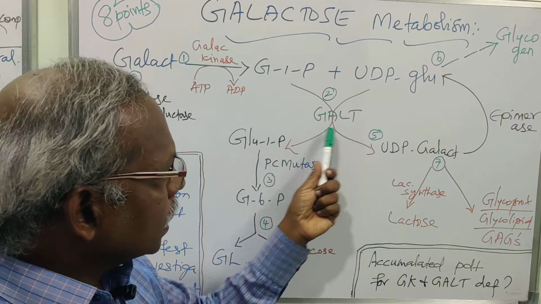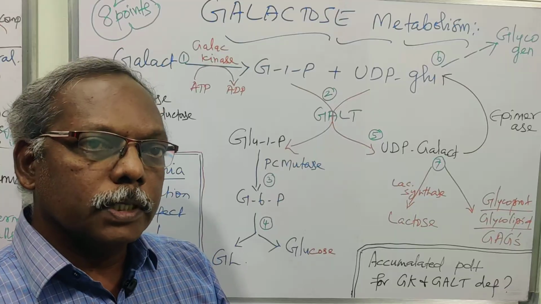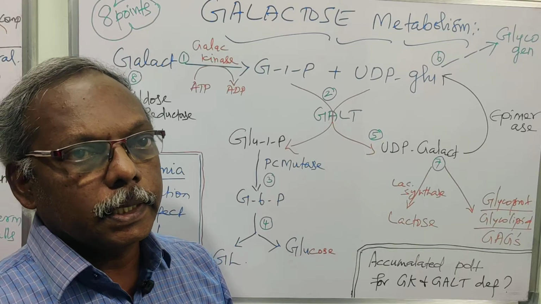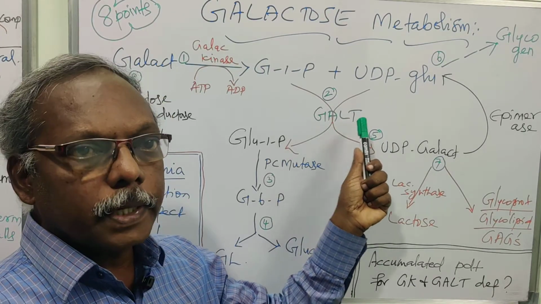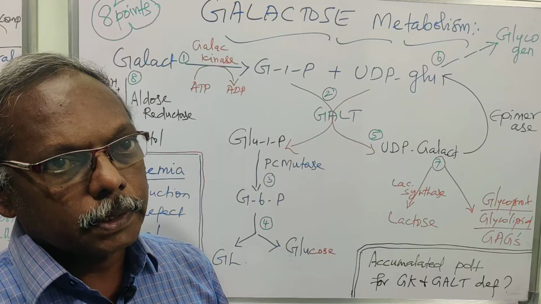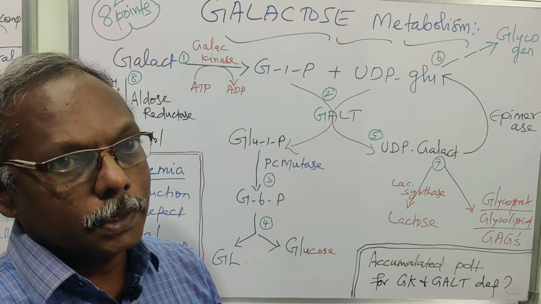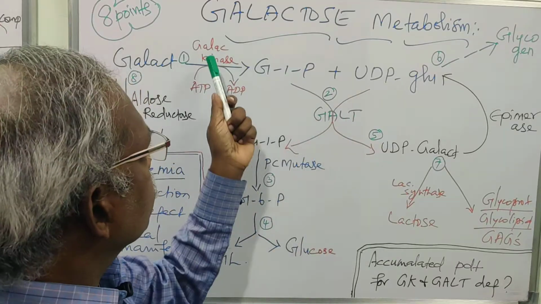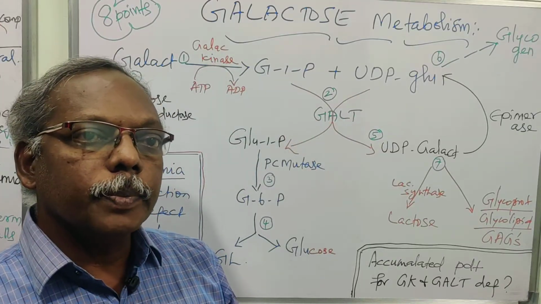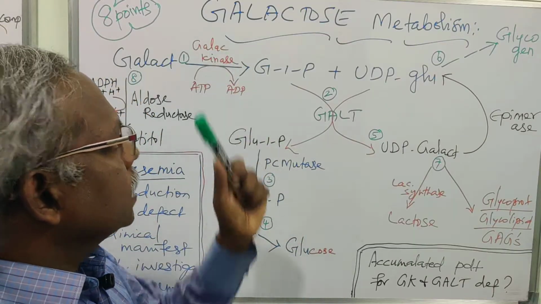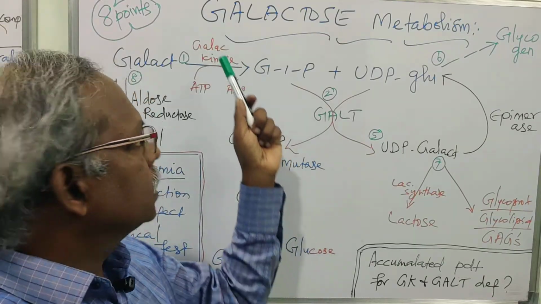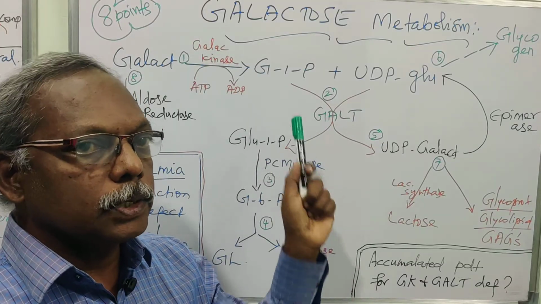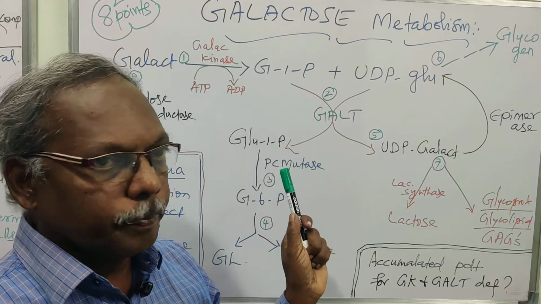Here the enzyme is galactose 1-phosphate uridyl transferase, otherwise known as GALT, G-A-L-T. GAL means galactose 1-phosphate, T means uridyl transferase. Galactose 1-phosphate uridyl transferase is the enzyme for the second step. You should know about these two very important enzymes. What is the disease involved in this step? That is why you should memorize these two enzymes in galactose metabolism.